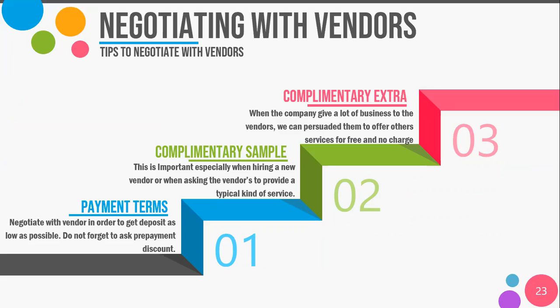Okay. Number two is complimentary sample. So if I were to hire a new vendor, you have to prove to me why I should go for you, because you are the new vendor. Before this, I have a lot of old vendors that are doing so much better than you. Then why do I have to hire you? So you ask for a complimentary sample.